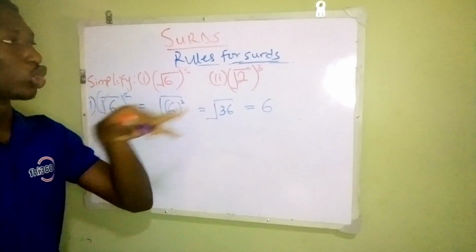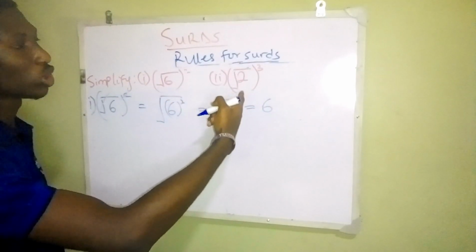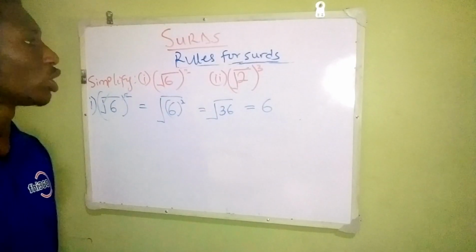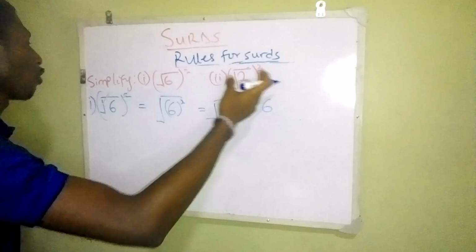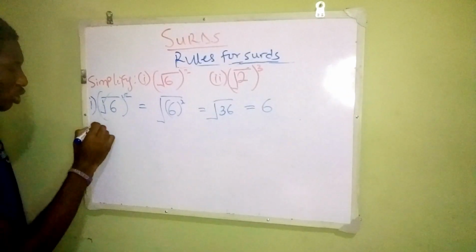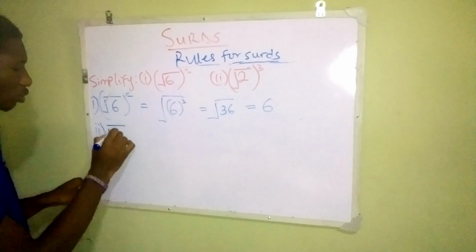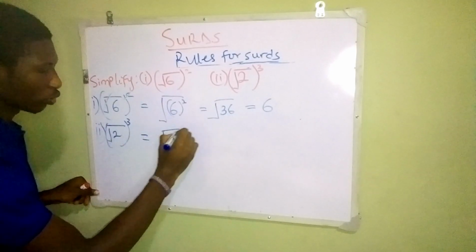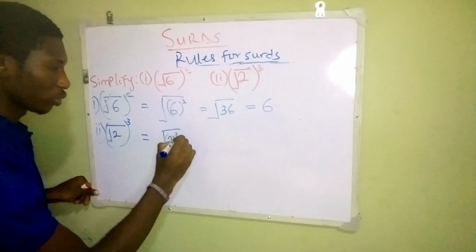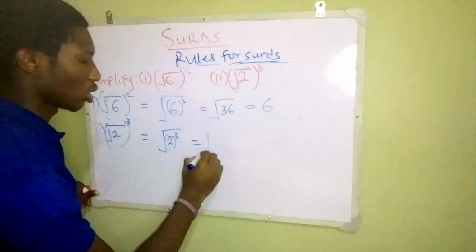3. So if it were to be a cube root, we can cancel it. But since it is not a cube root, and I've said from the beginning of this video that we're working with only quadratic surds. So what it therefore means is, if I have this square root of 2 to the power of 3 is the same thing as what? Square root of 2 to the power of 3. And square root of 2 to the power of 3 is what? 8.